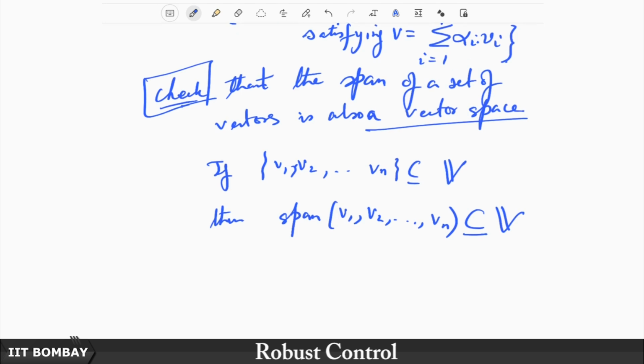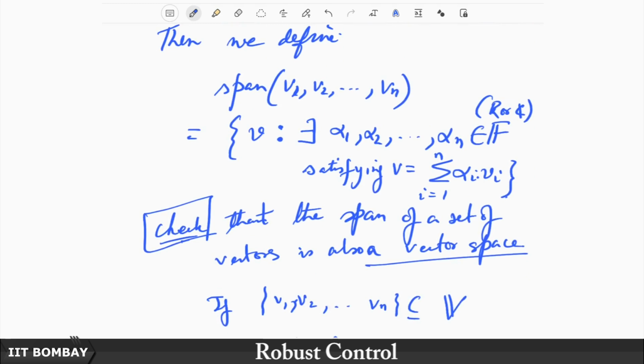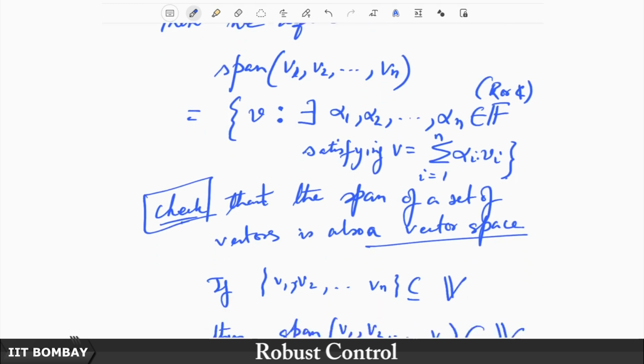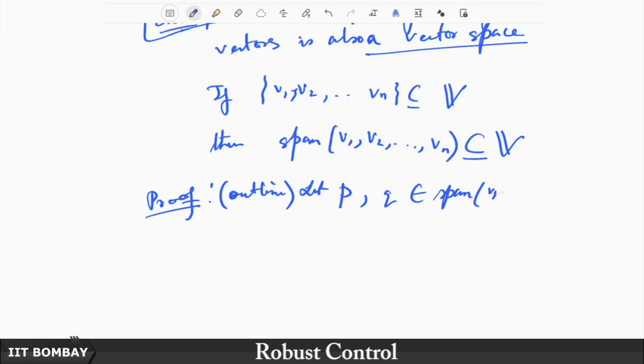Okay. So, all that you need to basically do is take any two vectors, let us say P and Q. Let me just give you an outline of the proof. Let me not leave so much, because this is the early days of this course. So, the outline is: let P and Q belong to the span of V1, V2, likewise till Vn.